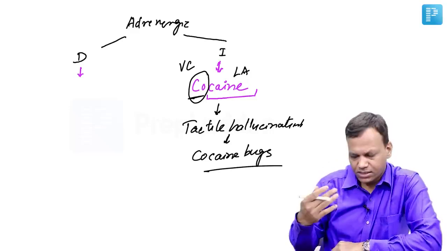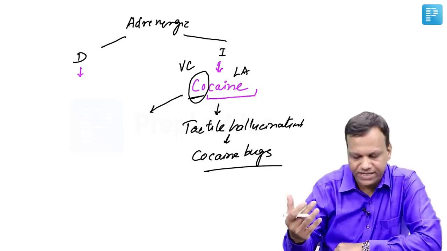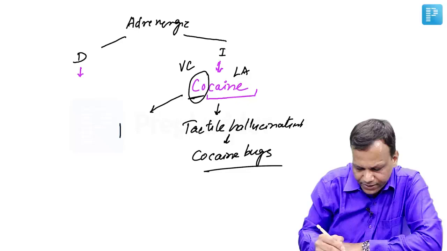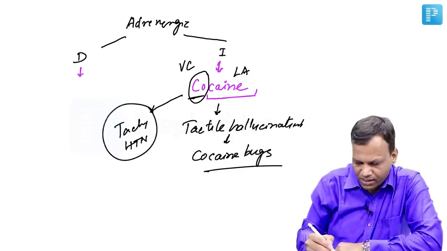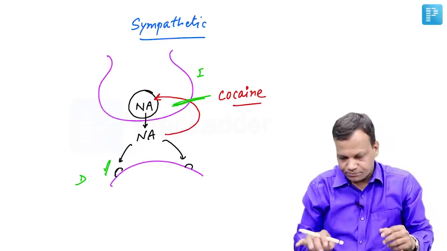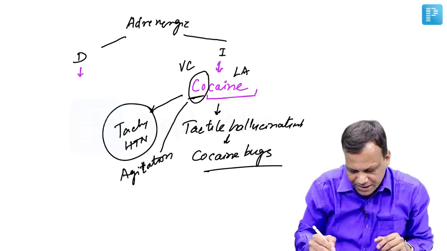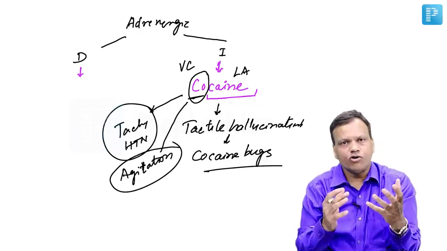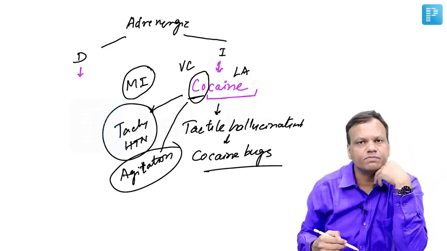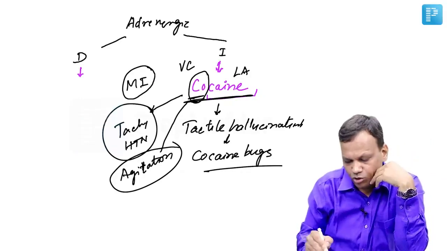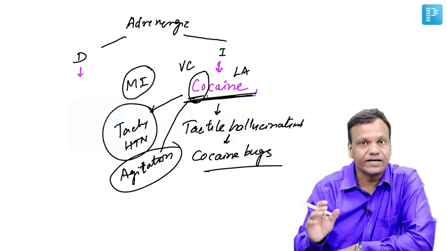Second, apart from the cocaine bugs, cocaine is a sympathetic drug. So there will be sympathetic system symptoms, like tachycardia and hypertension. Plus cocaine can cause agitation. In overdose, the person can come with agitation. And then in severe overdose, because of extreme sympathetic overactivity, there can be myocardial infarction and even death of the person. Okay? So a commonly asked question is which is not seen in cocaine overdose. Usually the answer is bradycardia. It is a sympathetic drug, it causes tachycardia.